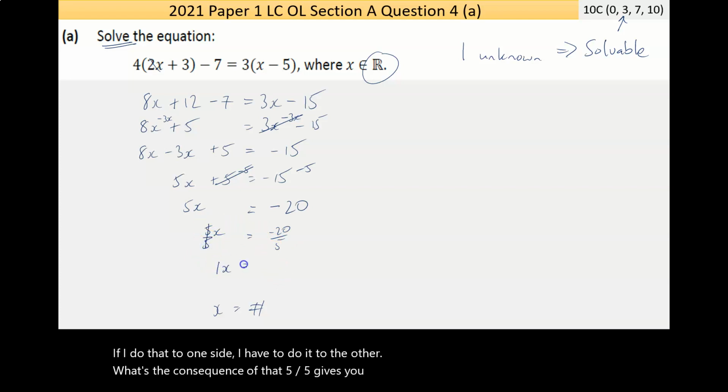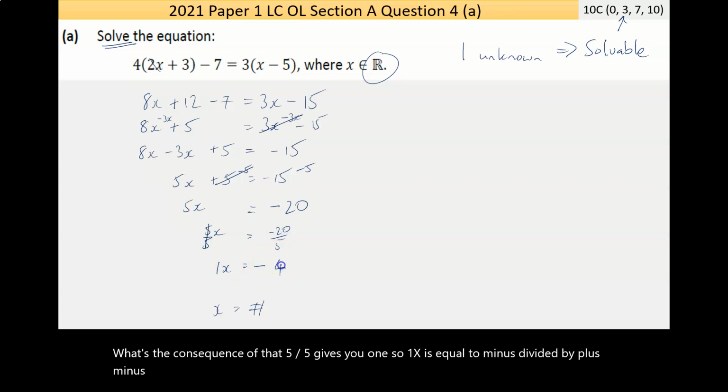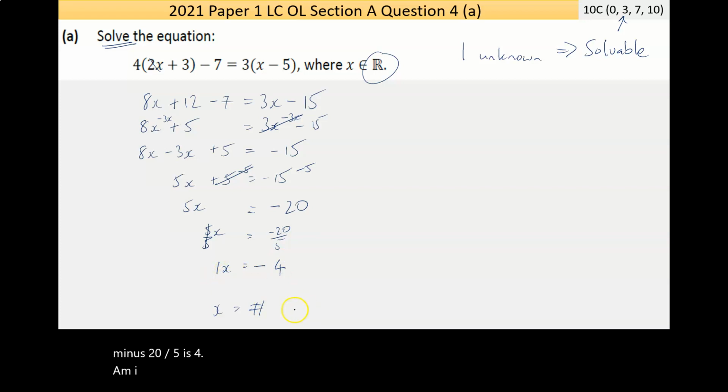So 1x is equal to minus divided by plus is a minus. 20 divided by 5 is 4. Am I there? Well, I found x is equal to a number, negative 4.